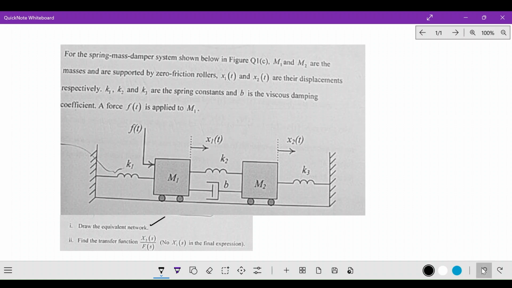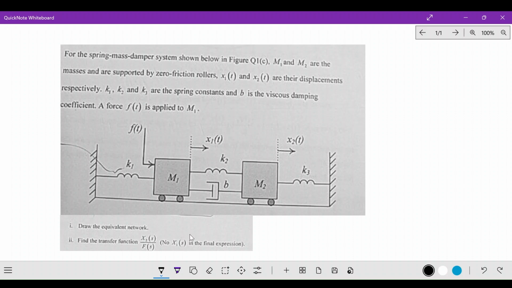Then part 2 says we have to find the transfer function, which is the ratio of the output, which this time is x2, the Laplace of x2 of t, X2(s), over F(s), which is the Laplace of F of t. No X1(s) in the final expression. So this means we have to solve for X2 and make sure we get rid of X1 completely. So we have to use substitution or the matrix method, whichever method is capable of solving systems of equations.